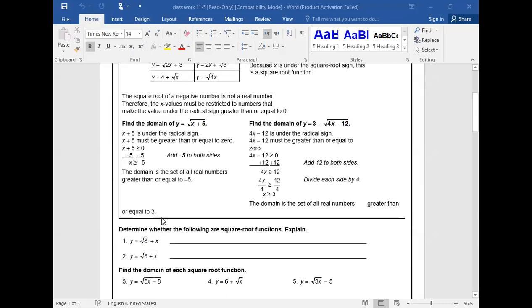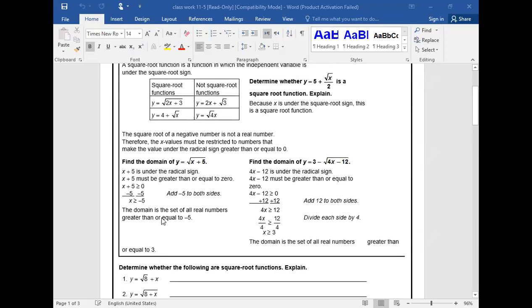So we will go back again to this one. To find the domain, as I said, we take x plus 5. So it will be x plus 5 more than or equal to 0. Then we add negative 5 to both sides. Then x is more than or equal to negative 5. Then the domain is the set of all real numbers greater than or equal to negative 5.